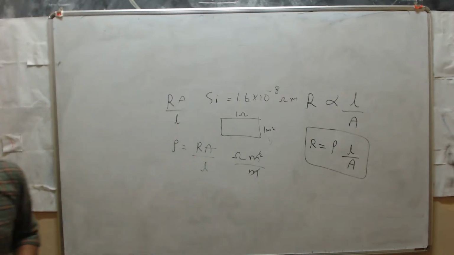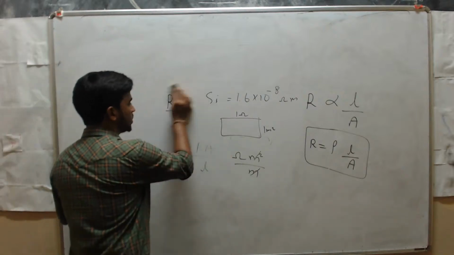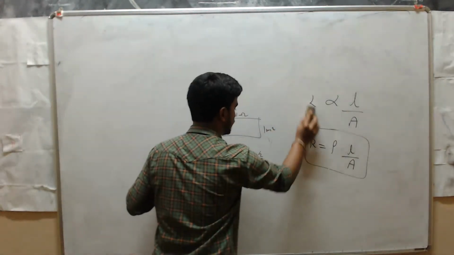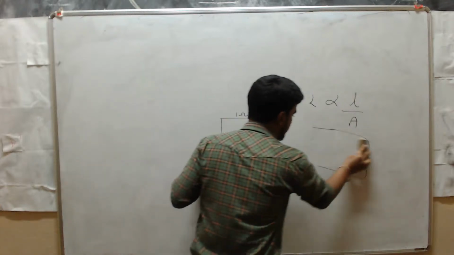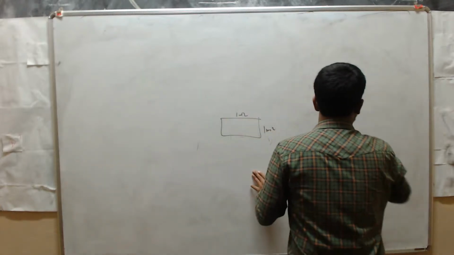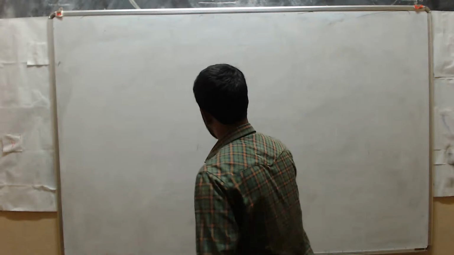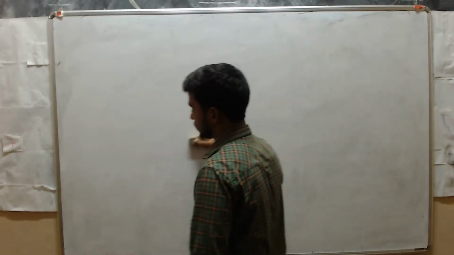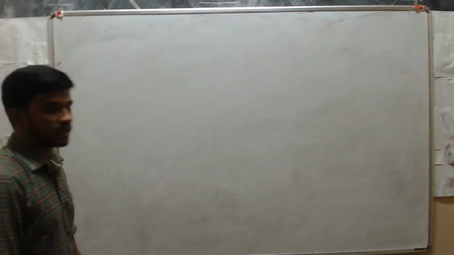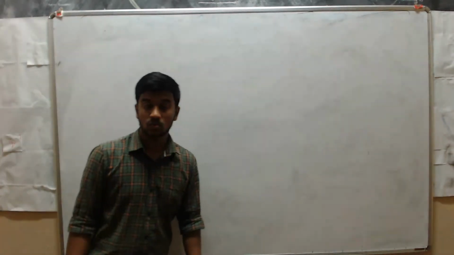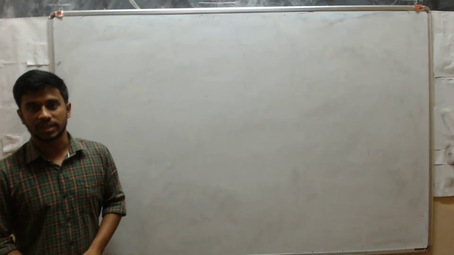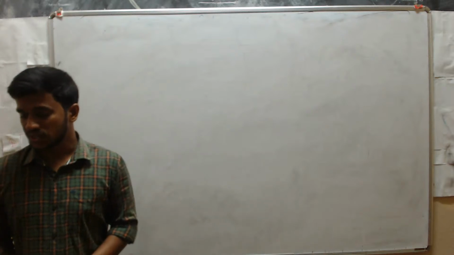Conductors have very low resistivity. Why? Because conductors are an easy path for the flow of electrons. Then what about insulators? Insulators are, for example, glass and hard rubber. There is no movement of electricity in insulators, so insulators have high resistivity.